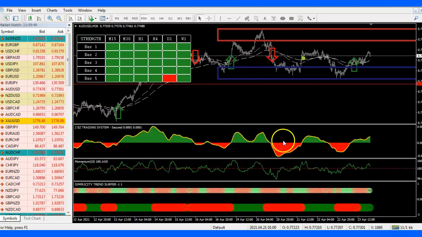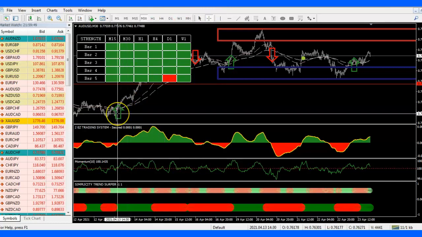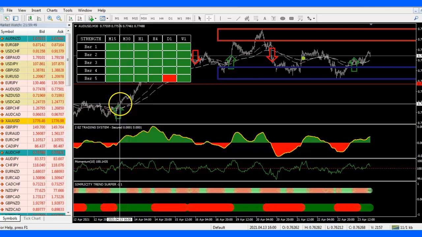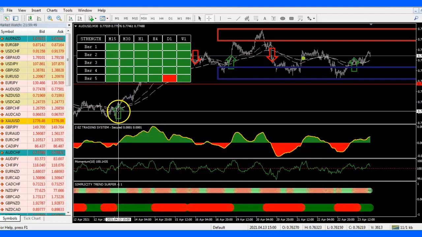With the Simplicity, you get this indicator right here, the Trend Surfer, which is just more indication to go into a trade. For example, let's look at this trade right there. I will get an alert. I will come and see it, and then I will look down, right?